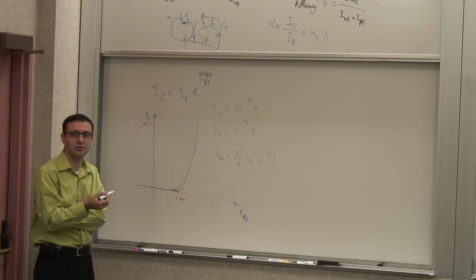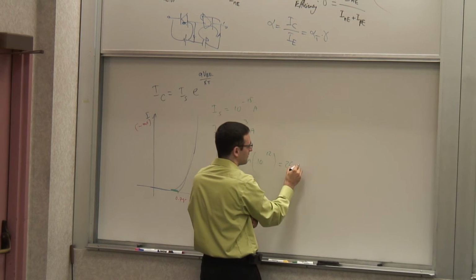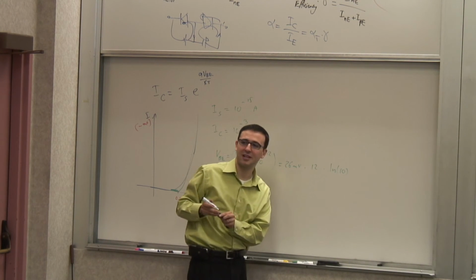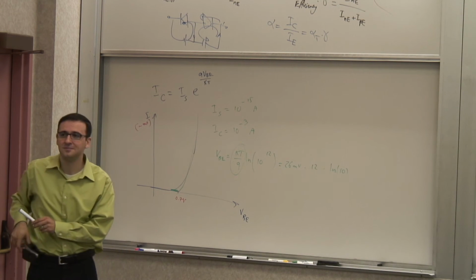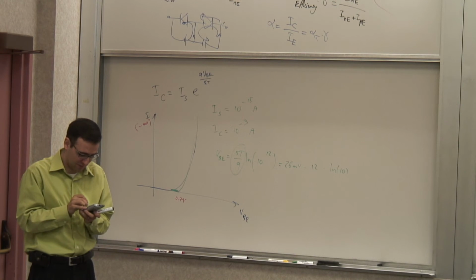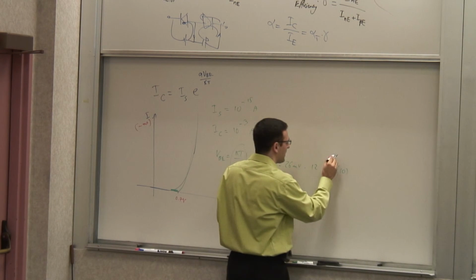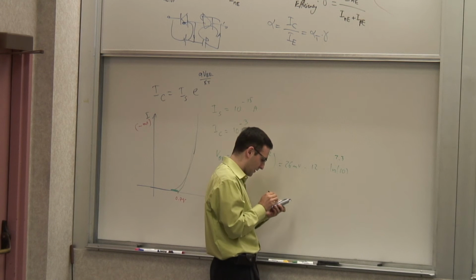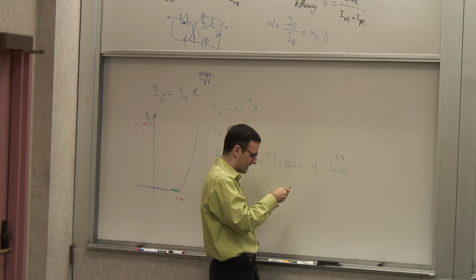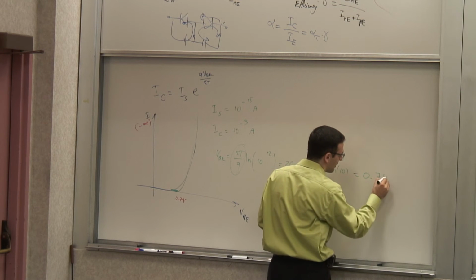And when you do that, what's the natural log of 10? At room temperature this is 25, let's say 26 millivolts, times 12 times the natural log of 10. Does anyone remember the natural log of 10? Oh, the natural log of 10 is 2.3. So that's around 2.3 times 12 times 26 millivolts. So that's 718 millivolts, or 0.718 volts.